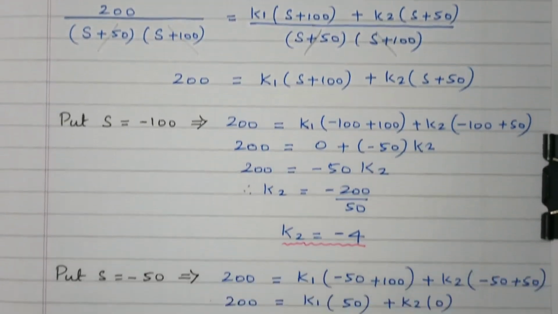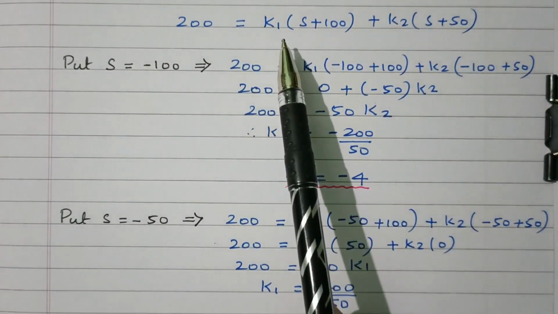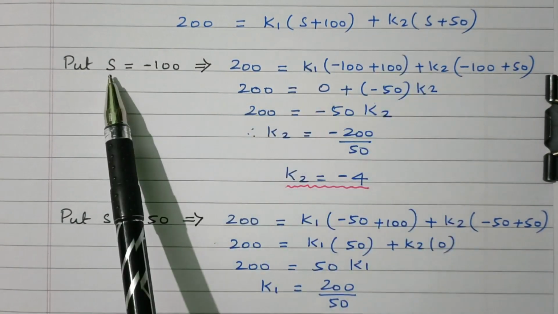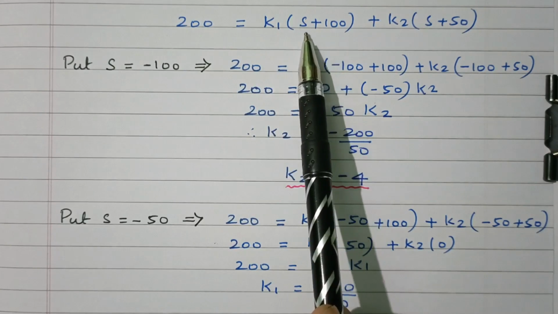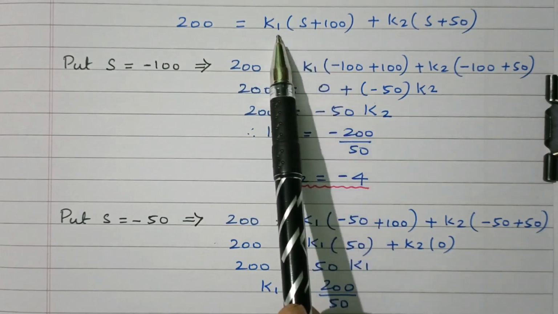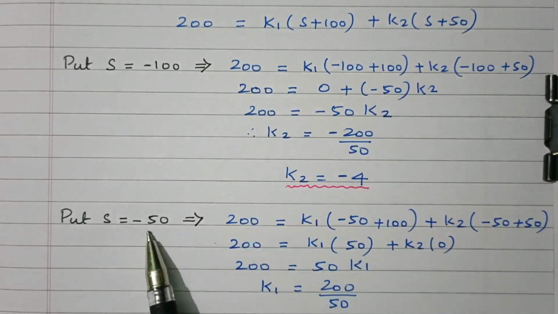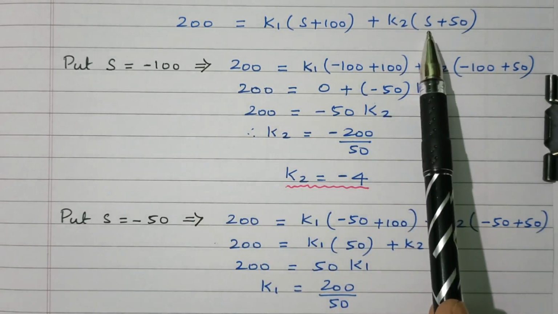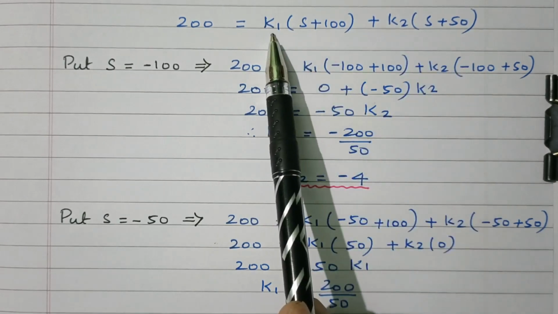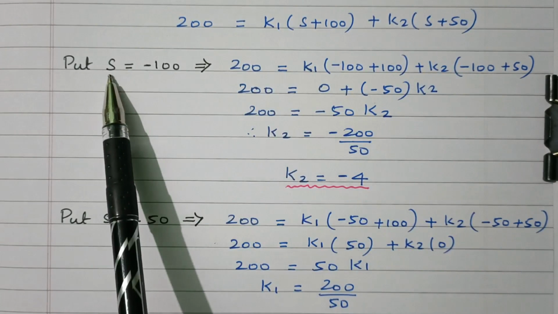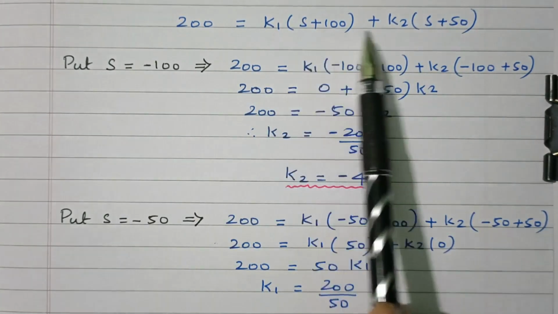We need to substitute values of S such that we can find K1 and K2. First select S equal to minus 100. If we put S equal to minus 100, this term becomes 0, so we can easily calculate K2. Similarly, S equal to minus 50. If we substitute S equal to minus 50, this term becomes 0, so that we can easily calculate K1. So we need to decide the S value such that any one term gets cancelled.